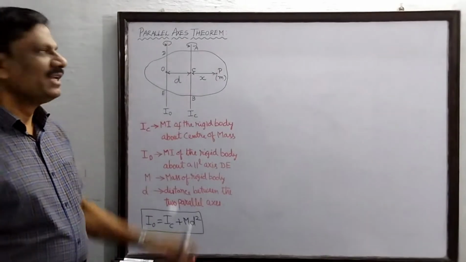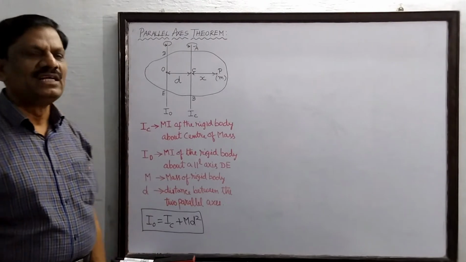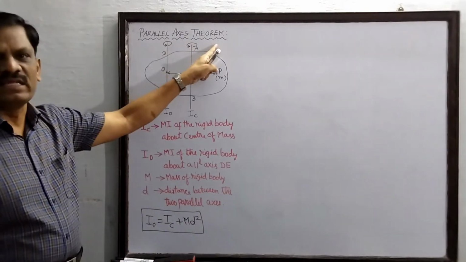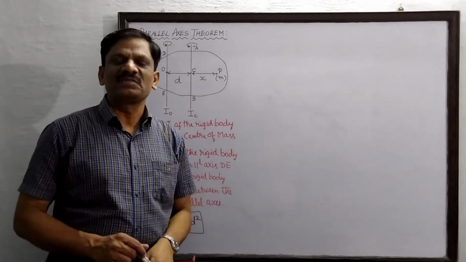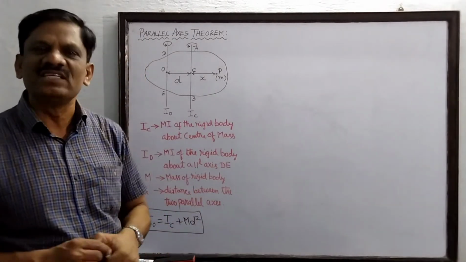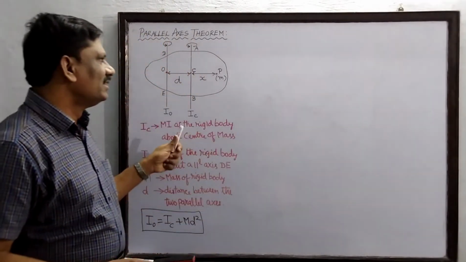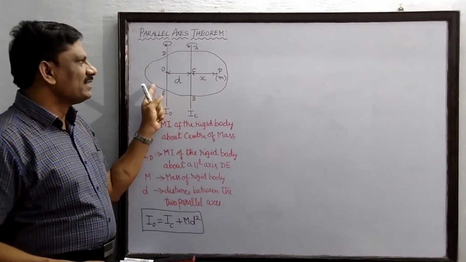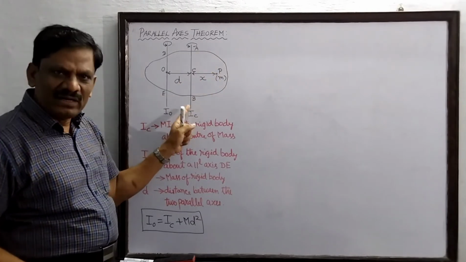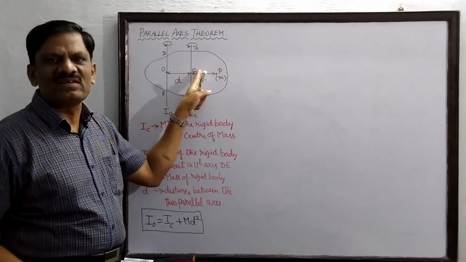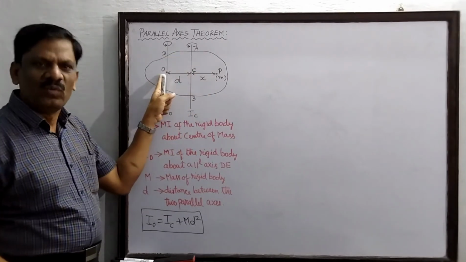Hi students, now we are going to explain one of the theorems of moment of inertia, that is parallel axis theorem. So it is a theorem which relates the expression for moment of inertia of a rigid body about two parallel axes. Here the rigid body is considered to have two axes, one passing through its center of mass C and a parallel axis passing through the point O.